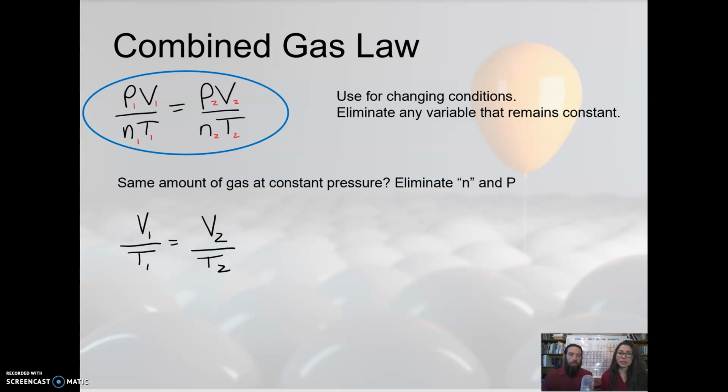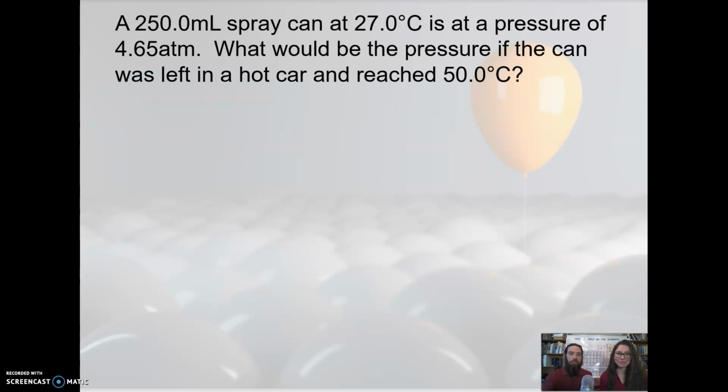So here, if we're eliminating pressure because it's constant and we have the same sample of gas, then here we go. You end up with Charles' law. So the combined gas law on top here, this PV over NT equals PV over NT, is really a combination of Boyle's, Charles, and Avogadro's laws.